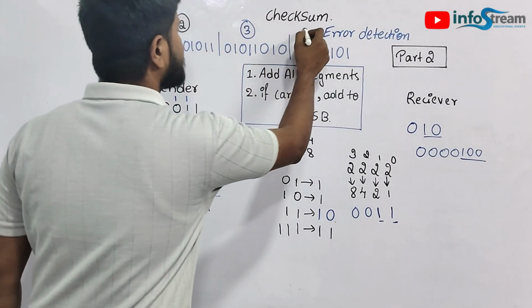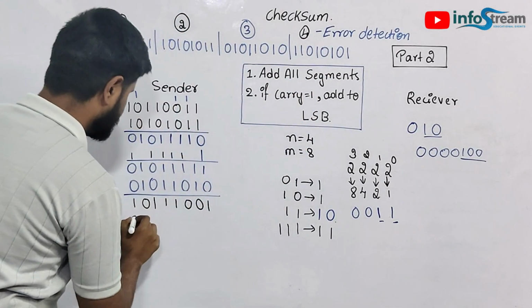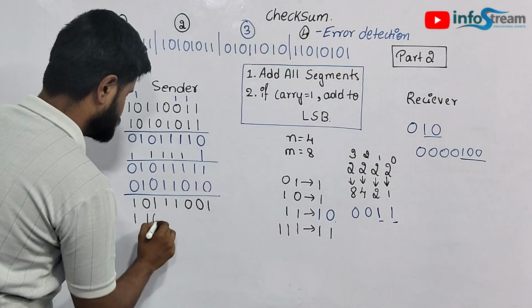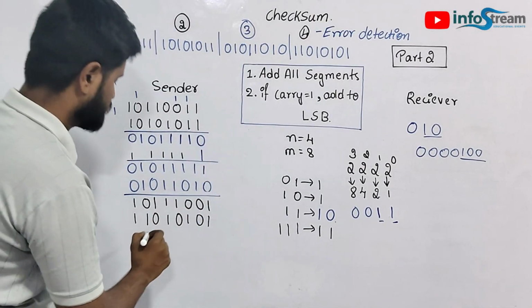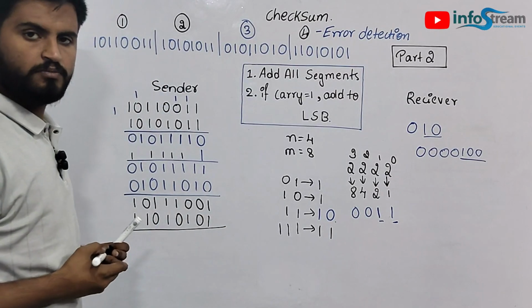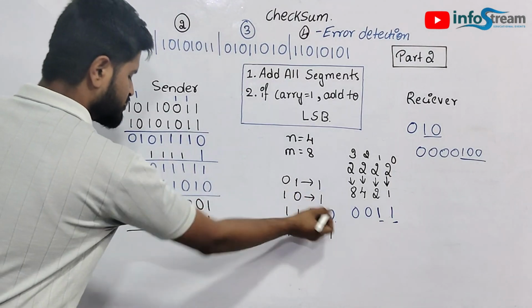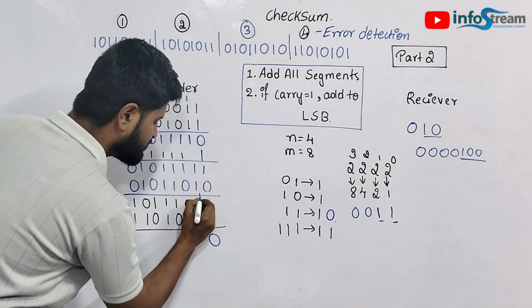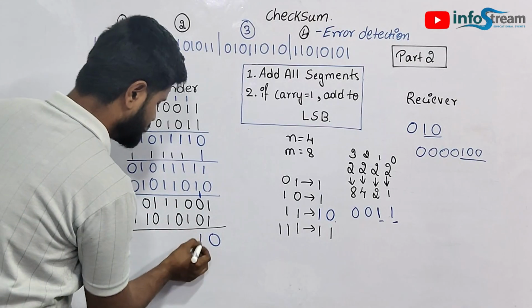So you will start adding the fourth segment to the sum you got. So what is the fourth segment? 1, 1, 0, 1, 0, 1, 0, 1. So now if you add this one, what will be the value? 1 plus 1 will be 2. How will you write 2? 0 will be the sum and 1 will be the carry. 1 plus 0 plus 0, it will be 1.